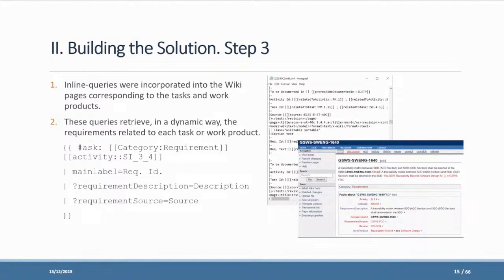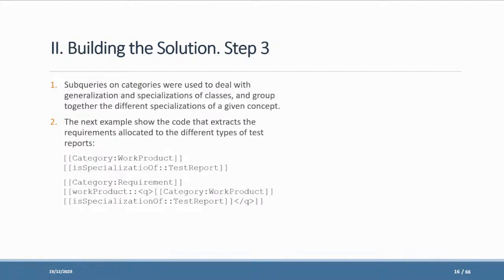Okay, and finally, using this mapping between the requirements and the task, we incorporated inline queries just to display in the pages for the task all the requirements that are related to the task, and in the pages for the work products to display the requirements that have an impact on that work product. I think that this is also very important because it's something very simple, but it gives us the capability of having a dynamic view of the information.